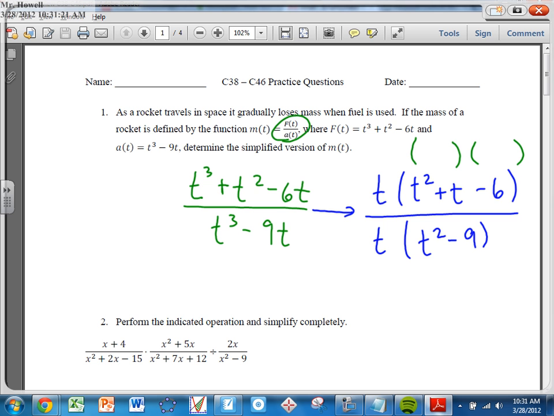Negative 2 and positive 3. Okay, perfect, that works. A lot of people mix up the 3 and the 2. They switch the numbers around. They do the negative 3 and the positive 2.